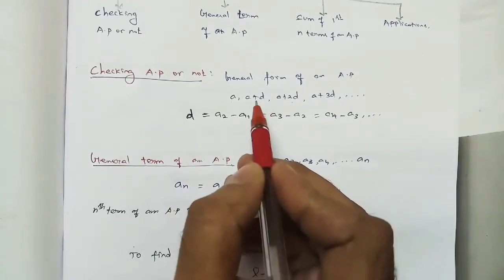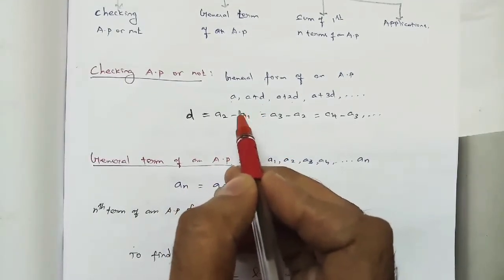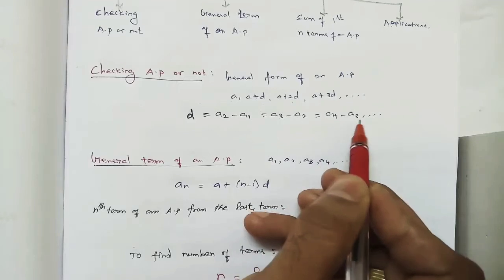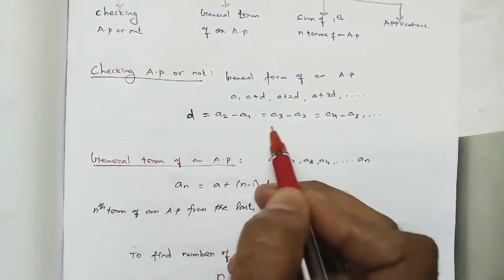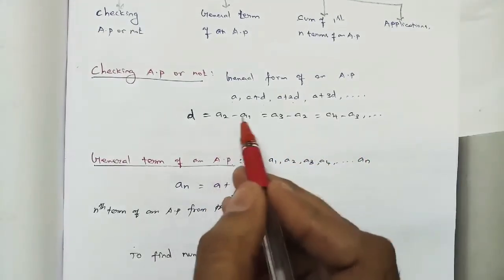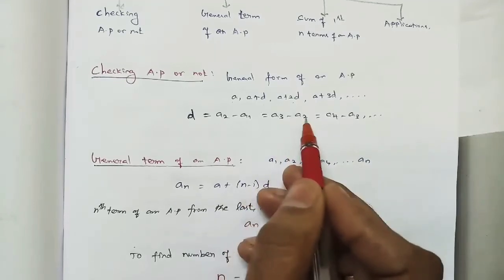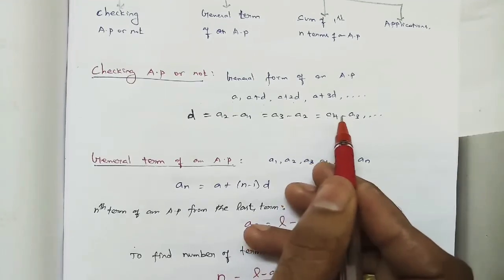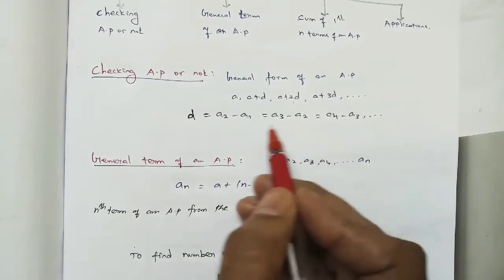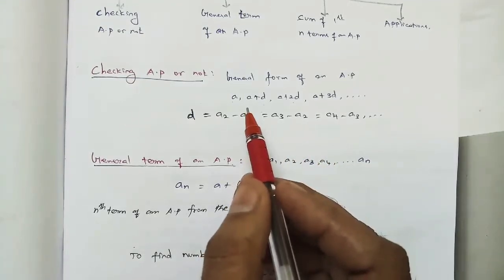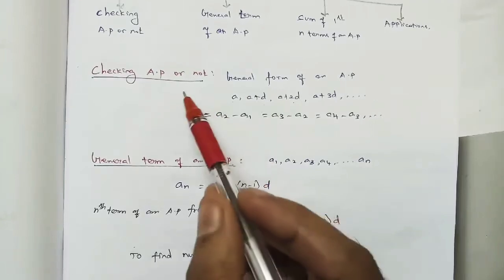How do we check? We subtract the first term from the second term: a2 minus a1, or a3 minus a2, or a4 minus a3, and we get the difference, the common difference. The difference should be the same. a3 minus a2 is the third term minus the second term, and a4 minus a3 is the fourth term minus the third term. Subtracting these, we get some value, and that value should be the same. That is the common difference. If you get a common difference, then the given sequence is an AP.